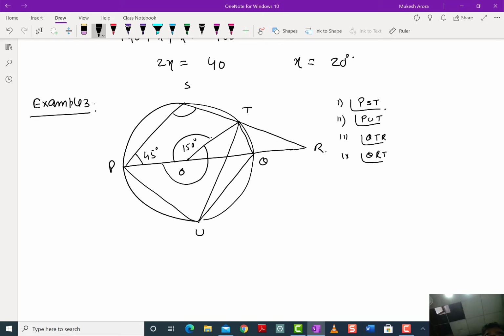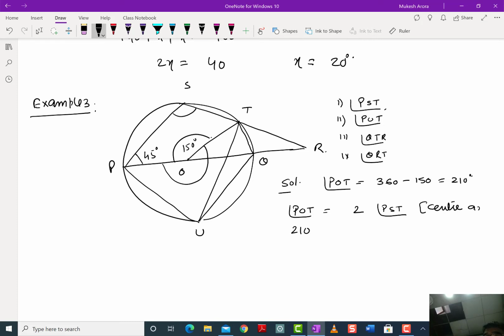First of all, angle POT is equal to 360 minus 150 is equal to 210. So angle POT is twice of angle PST. So the center angle is twice the angle subtended at arc, equal to 2 times PST. So PST is equal to 105.